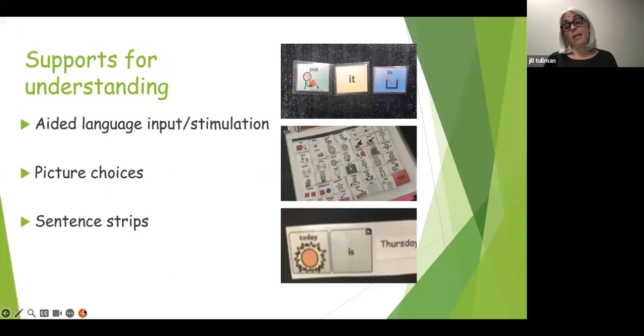Additional supports for understanding would include aided language input, sometimes called aided language stimulation. That would be this picture up top, where we're using symbols to aid the language for what we want individuals we work with to understand. I think we all know individuals, certainly some who have autism, where they might not understand spoken language, but they can certainly understand language represented visually. Picture choices and sentence strips are also used to help aid in understanding.